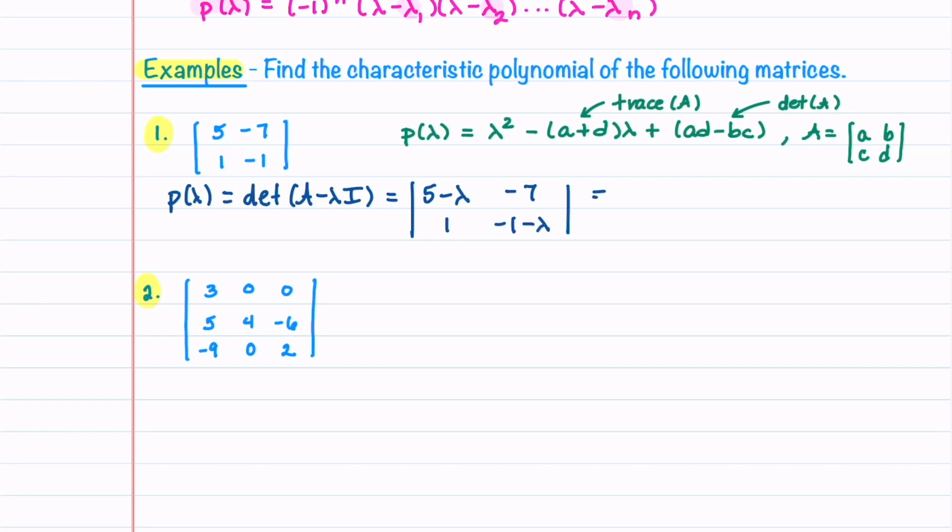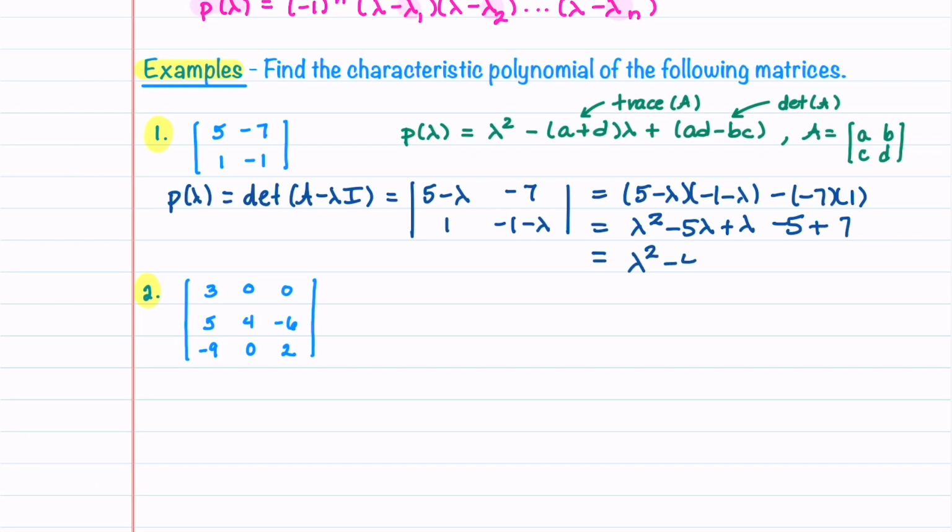This determinant is going to be our main diagonal entries multiplied minus our off diagonal entries multiplied. If we multiply everything out, this gives us lambda squared minus 5 lambda plus lambda minus 5 plus 7. Combining like terms, we then get lambda squared minus 4 lambda plus 2. This is the characteristic polynomial of our matrix.